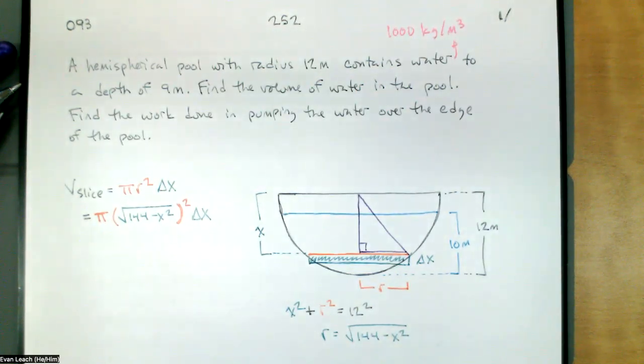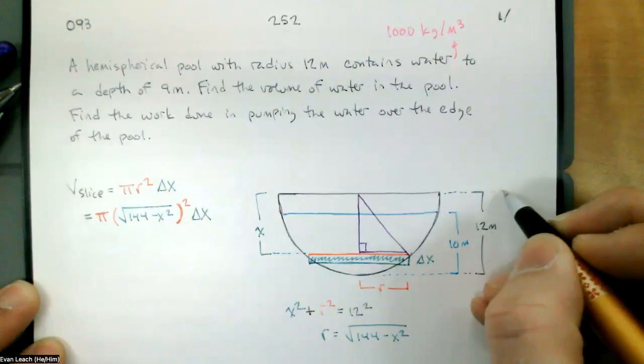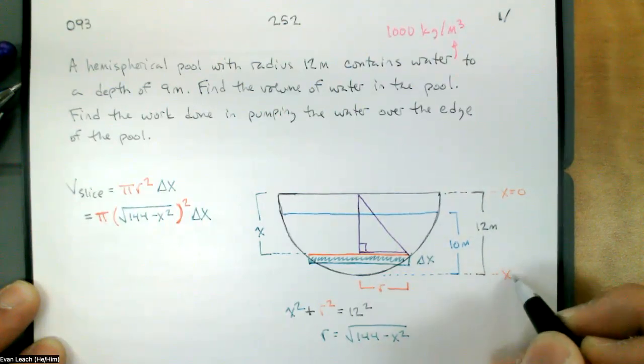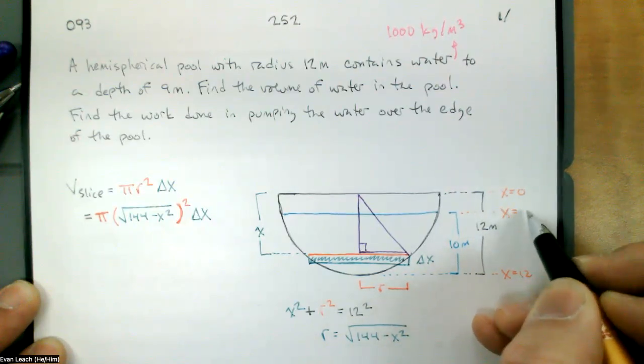Now we've got our expression for the volume of the slice. The other thing that we've already decided, actually, is the values of x over which we are going to be integrating. We want to integrate where there is water. Once we decided where the x was, we decided that the top of the bowl was where x is equal to 0. And the bottom of the bowl is where x is equal to 12. So at the surface of the water, x is equal to 2.